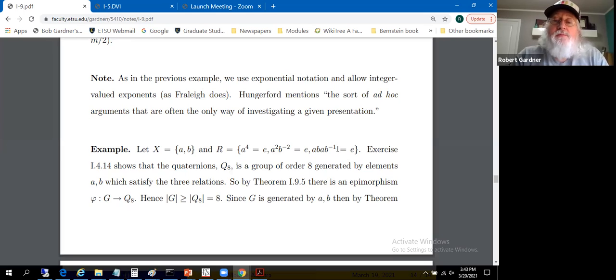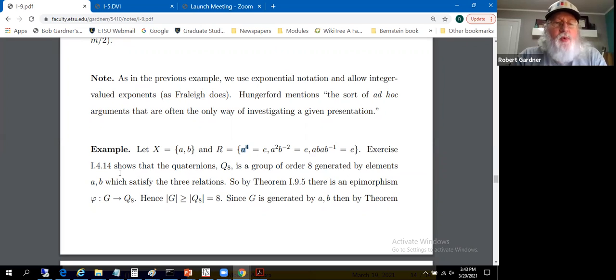Of course, just get used to the notation. Set Y would be those elements, those words, based on the symbols a and b in set X. And then we take those words and set them equal to the identity. That's where the relations come from.